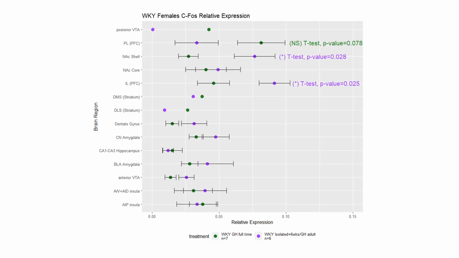And so we wanted to look at CFOS relative expression differences between the two groups, or essentially neural activity between the two groups. And we did see that the nucleus accumbens shell and the infralimbic cortex do have statistically significant differences between the groups. The rats that were isolated in adolescence do have more neural activity or more relative CFOS expression between the two groups.